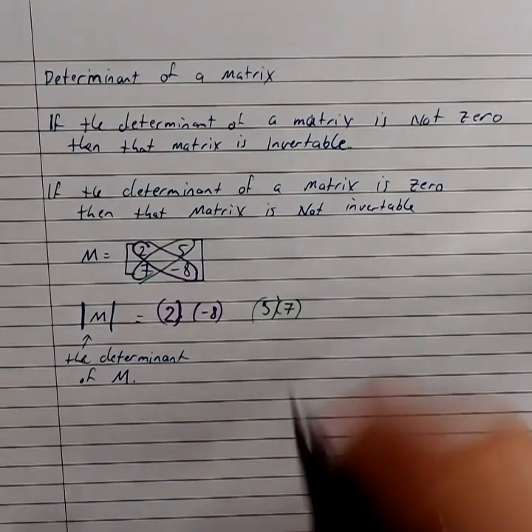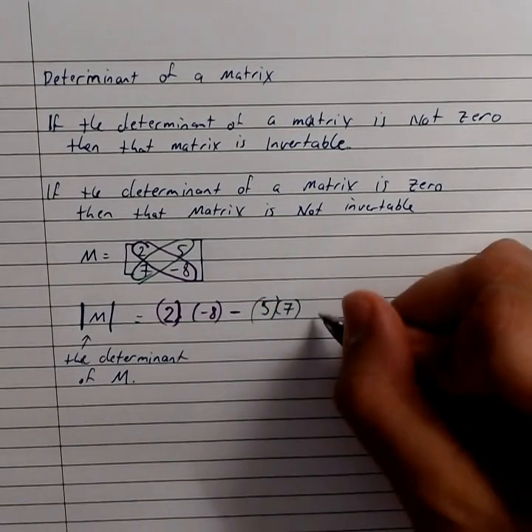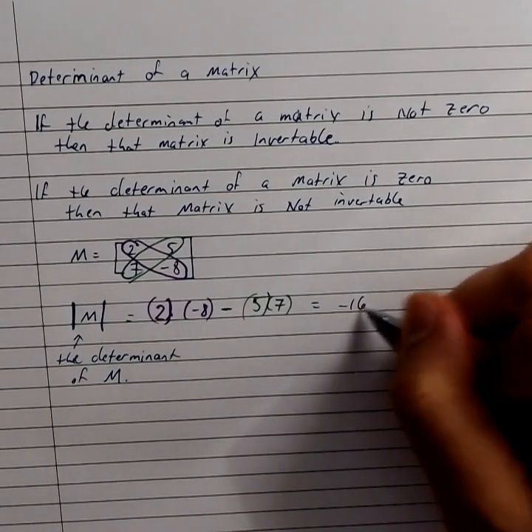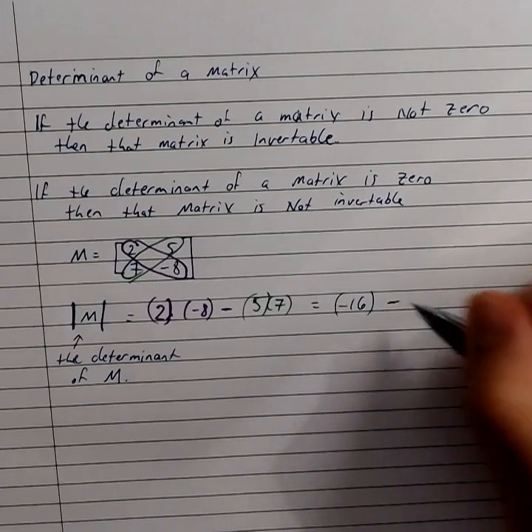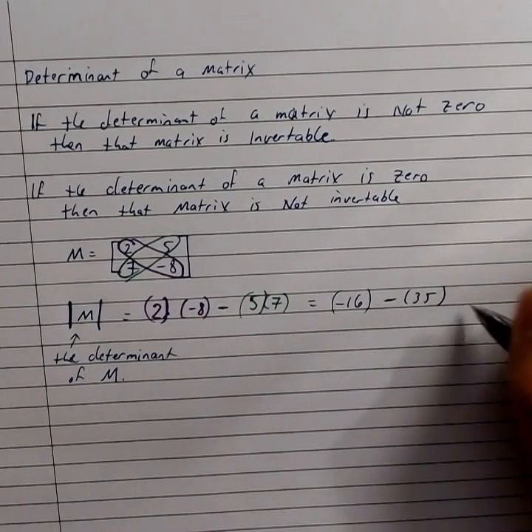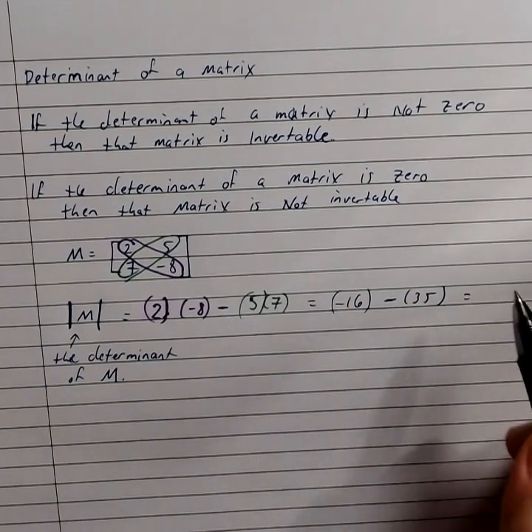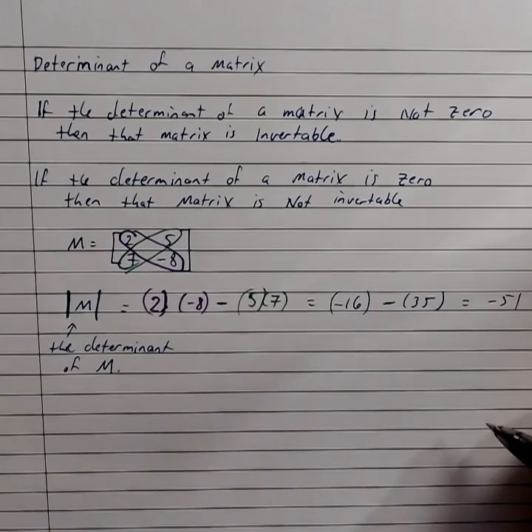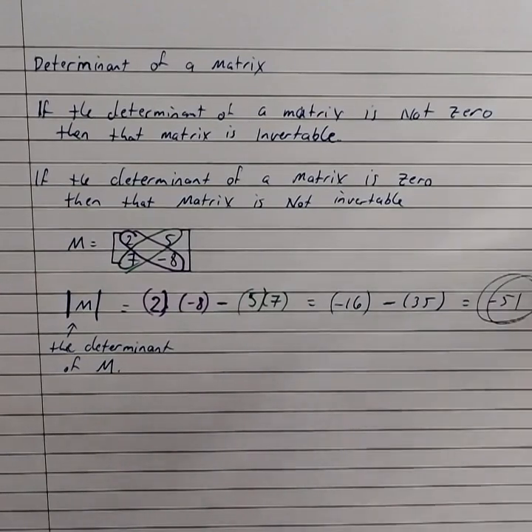And then once we have those products, we're going to subtract them from each other. So here, 2 times negative 8 is negative 16. Minus 5 times 3 is 15. And if I take negative 16 and I subtract 15, I get negative 31. So that's it. That's my determinant. The determinant of that matrix is negative 31.